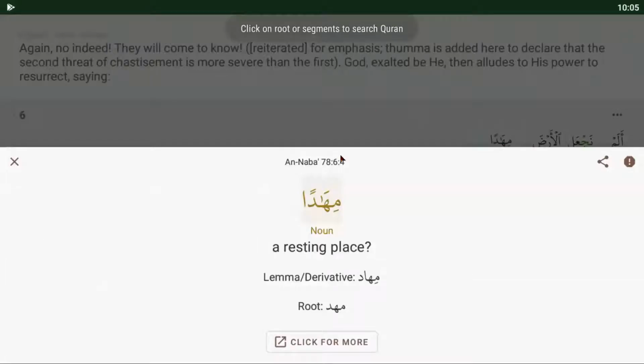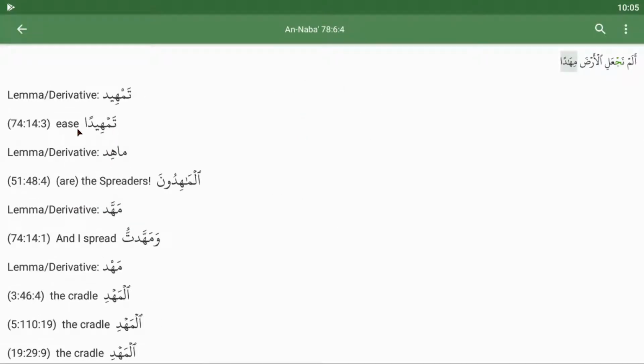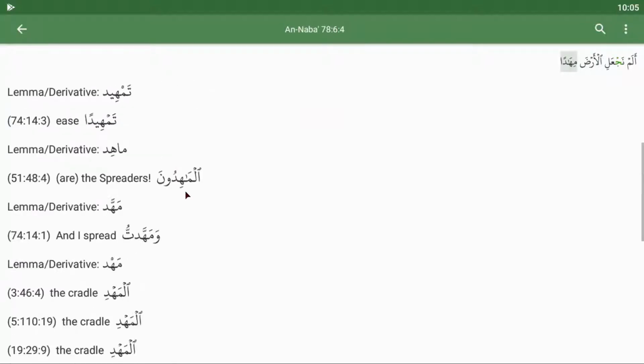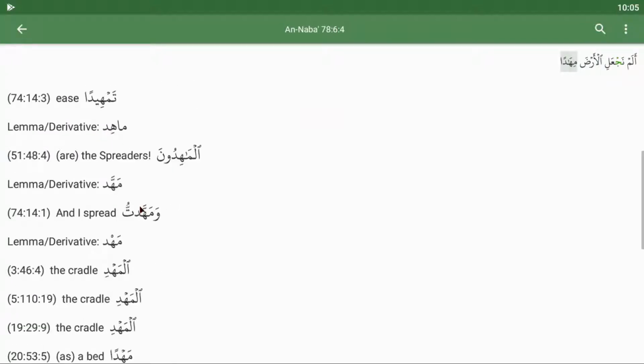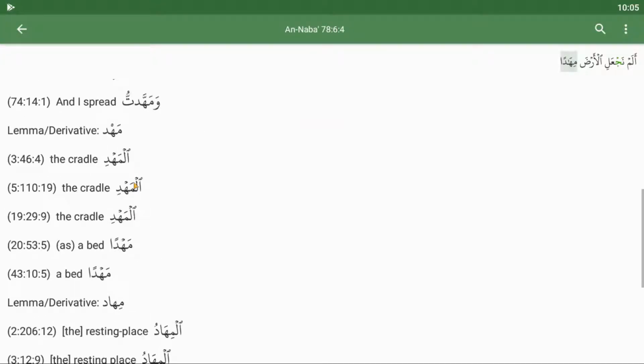Mihad. What is mihad? It comes from mahada. Mihad, a resting place, a resting bed. It is used for tamheed and ease. Al-mahidun, the spreaders. And mahada in form two is also used to mean to spread. And mahd also means the cradle. So it has several meanings.